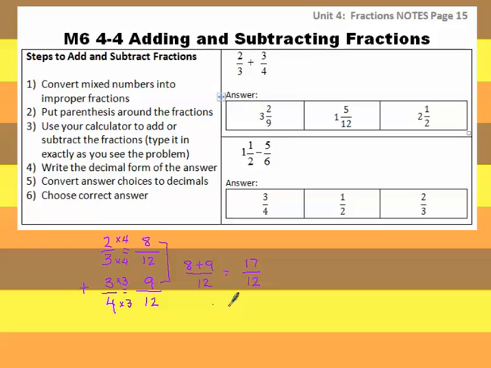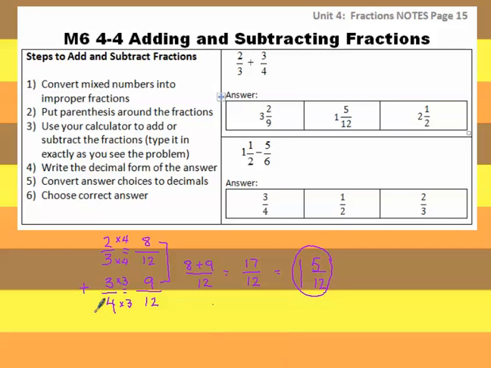Now, if you look at that problem, I have a whole number stuck in there because the numerator is larger than the denominator. So if I use my brain or if I use my calculator, I can see that the whole number is going to be 1. 12 stays as the denominator. 12 times 1 is 12. How many more do I need to get to 17? I need 5. So we could see that the answer is going to be 1 and 5/12.